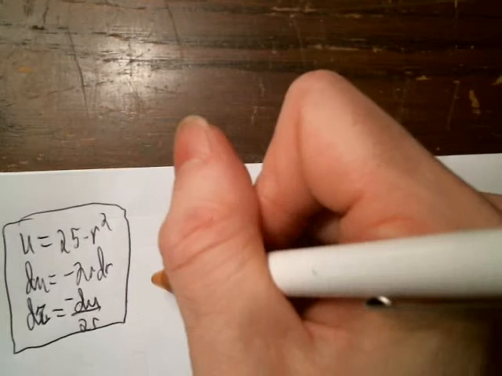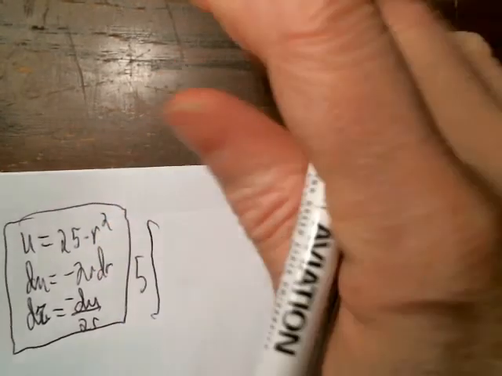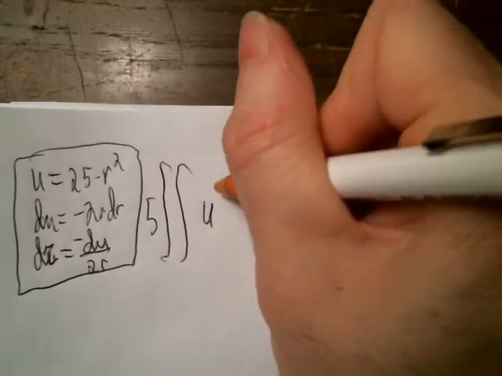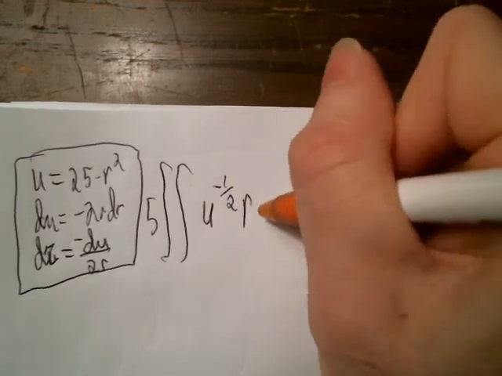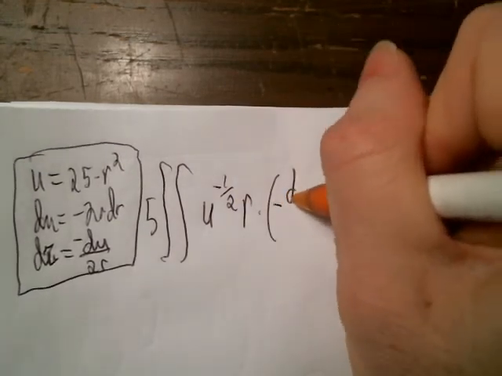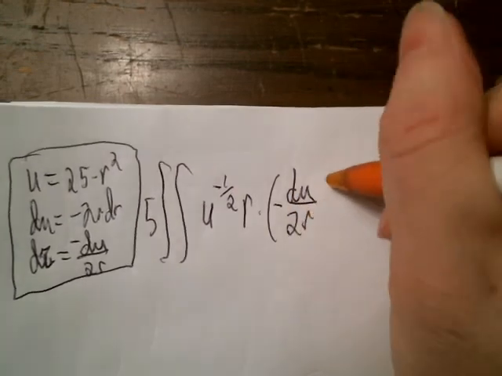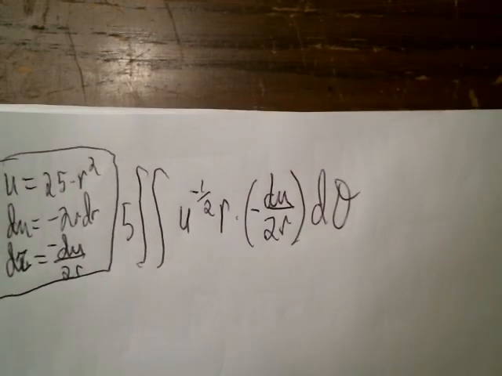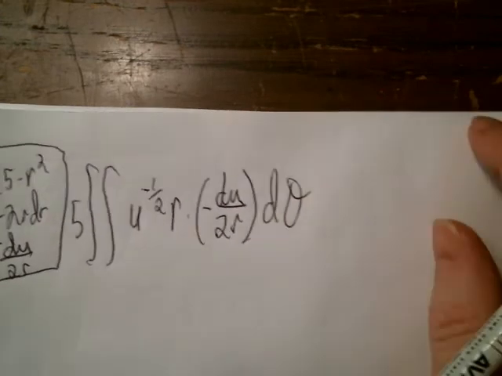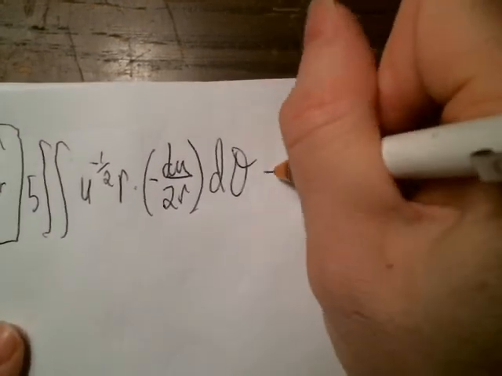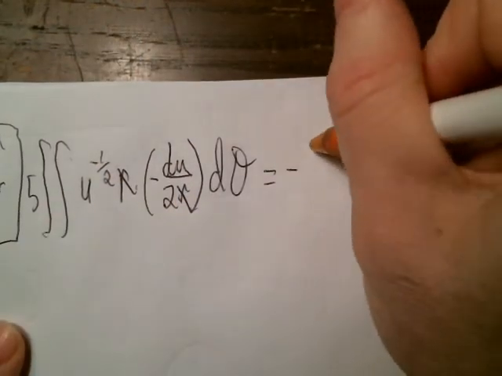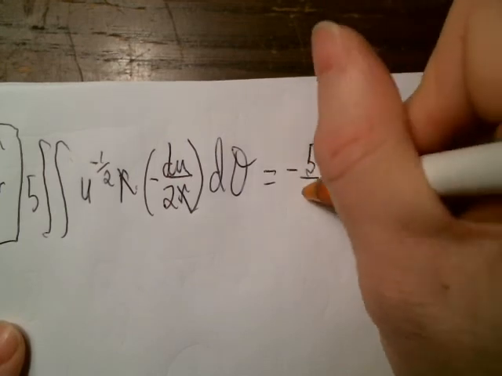And this then will give us, well, what? You know, it ends up giving us 5 times the double integral of u to the negative 1/2 times r times our new dr, which is negative du all over 2r, and then d theta. Okay, and then do some simplification. The r's divide out. There's a negative 1/2 that can get pulled to the front. So negative 5/2 now in front.